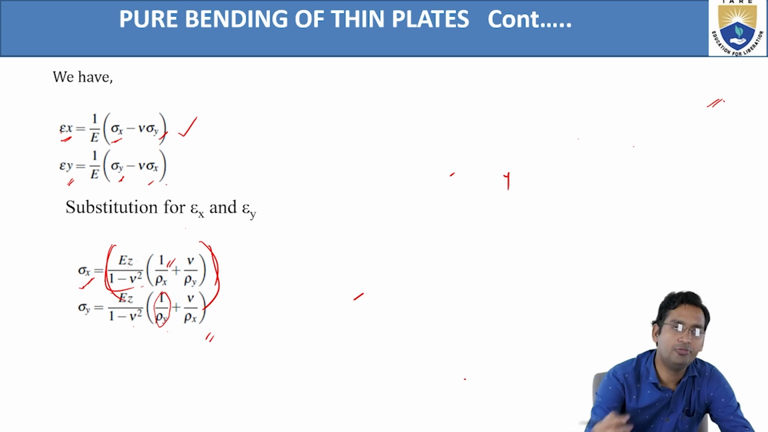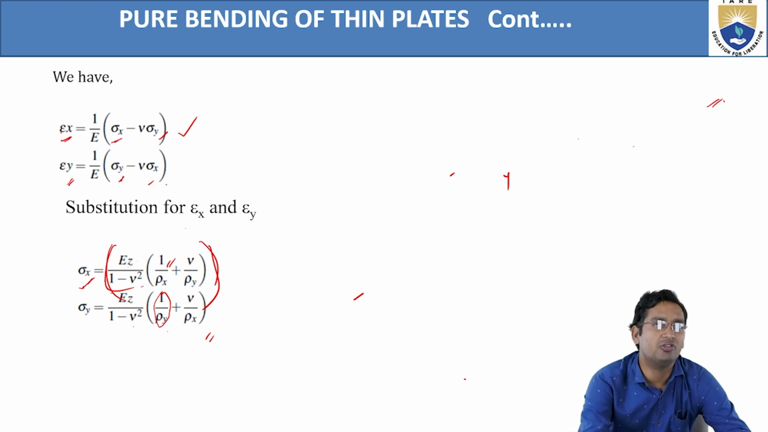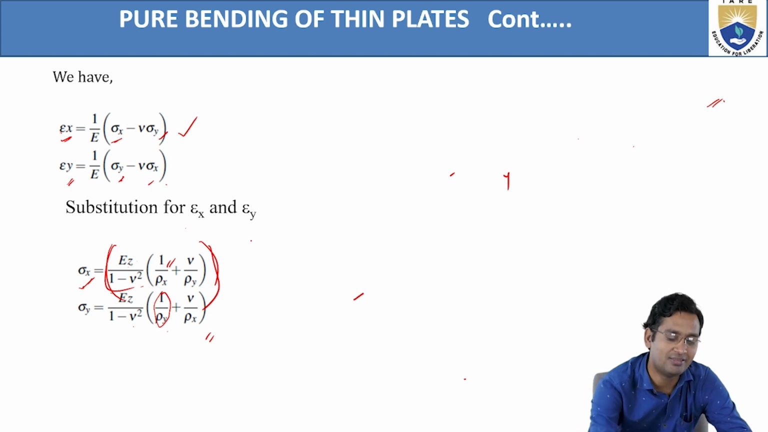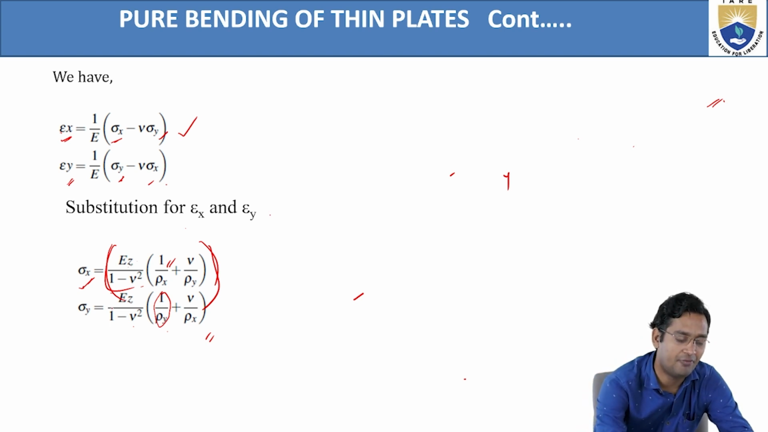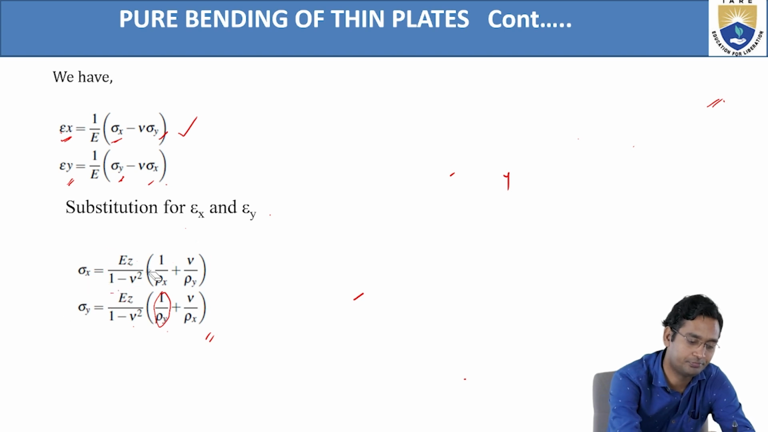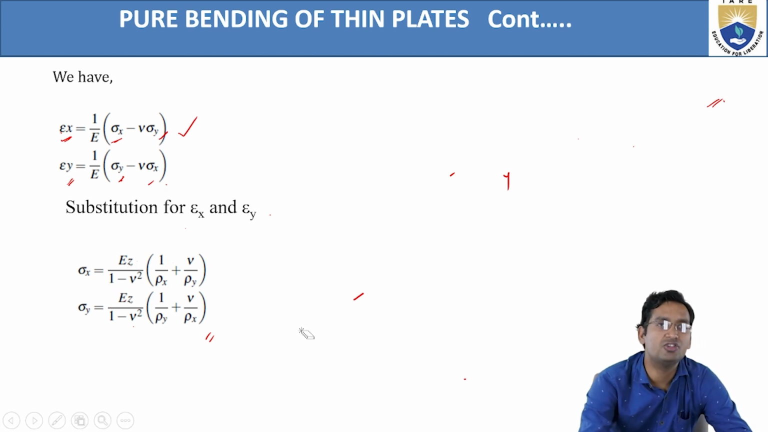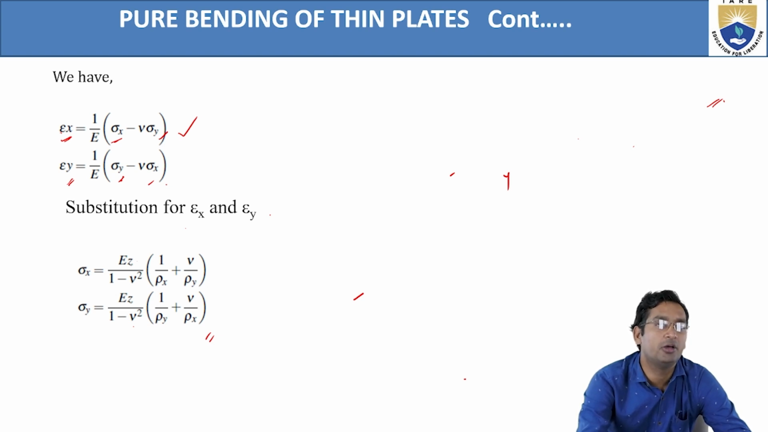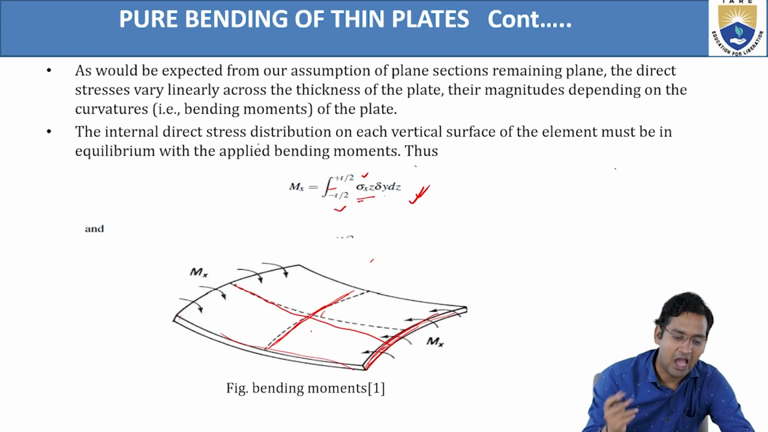Now from the beam theory again, epsilon x equals 1 by E into sigma x minus nu sigma y. Similarly, epsilon y equals 1 by E into sigma y minus nu sigma x. Substituting for epsilon x and epsilon y and equating, we get sigma x equals Ez by (1 minus nu square) into (1 by rho x plus nu by rho y), and sigma y equals Ez by (1 minus nu square) into (1 by rho y plus nu by rho x).